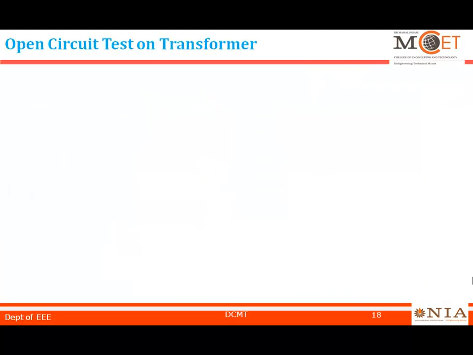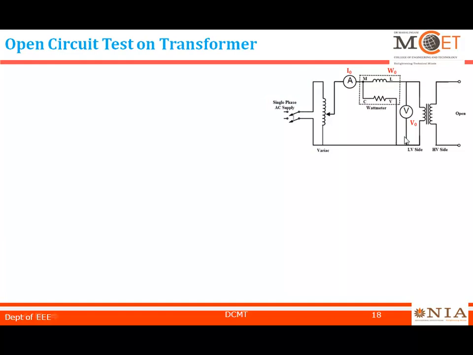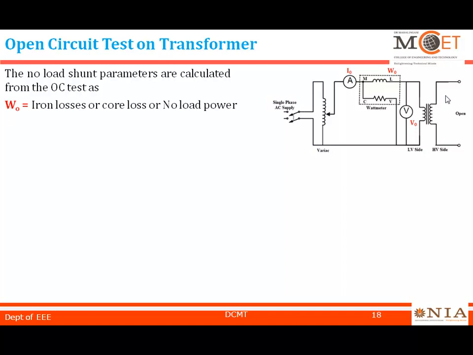So for the open circuit test of a transformer, we are going to use the formulas. The no load shunt parameters are calculated from the open circuit test. W0 is the iron loss or core loss or no load power. V0 is your no load voltage, I0 is your no load current. These are the three values we have found from the open circuit test and have been tabulated. From these values we are going to find the parameters.